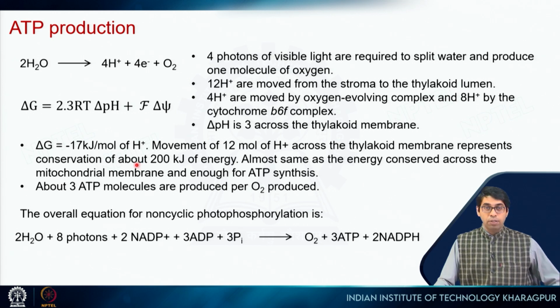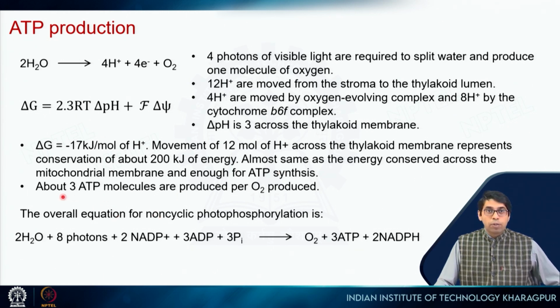So, this much energy conservation happens when 4 photons of visible light are used to split water, producing 1 oxygen molecule. If you remember from the last lecture, this 200 kilojoules of energy is almost the same energy that is conserved across the mitochondrial membrane, and it is enough for ATP synthesis. If you do your calculations right, about 3 molecules of ATP are produced per oxygen molecule produced. So, 4 photons are absorbed to produce 1 oxygen molecule, and that energy can produce 3 ATP molecules.